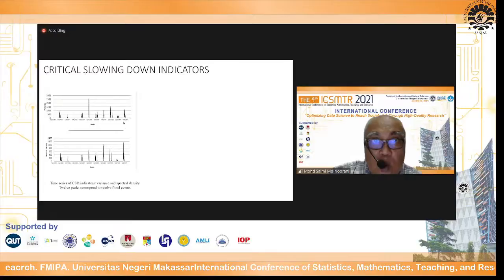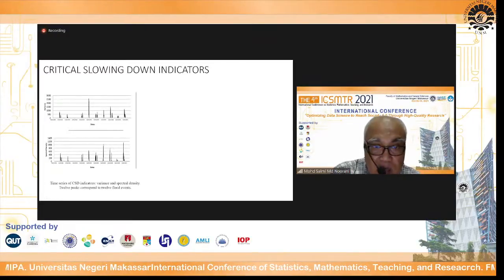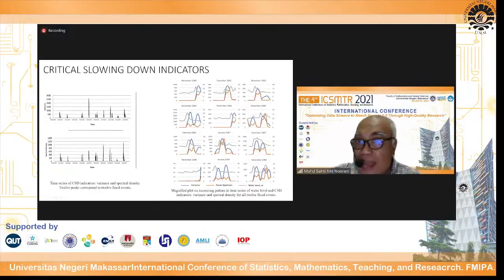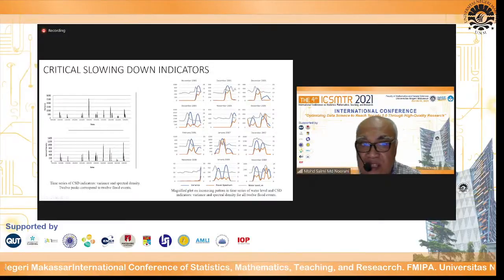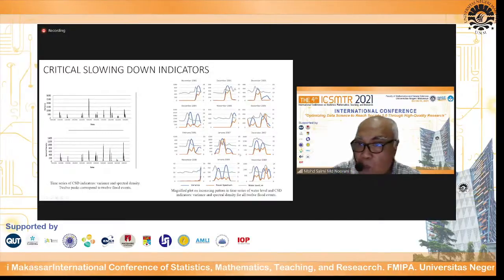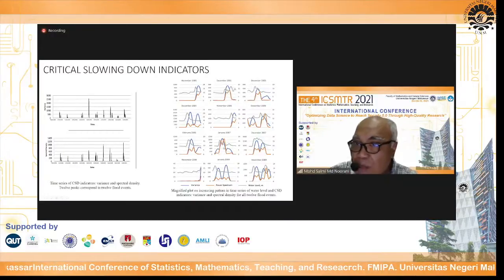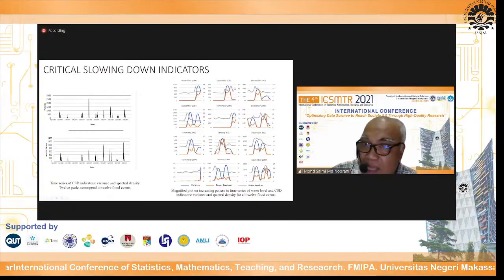So let me go through CSD quickly. If we look at the variance and spectral density of the L1 norms, you will see that at the event of the flood, you will see very distinctive behavior of variance and power spectrum. This is showing that something's happening. So this is what we detect. This is what we use to detect the flood.